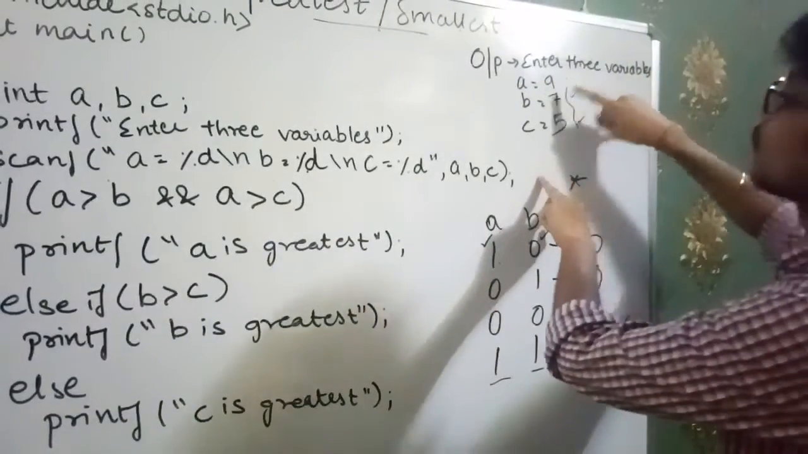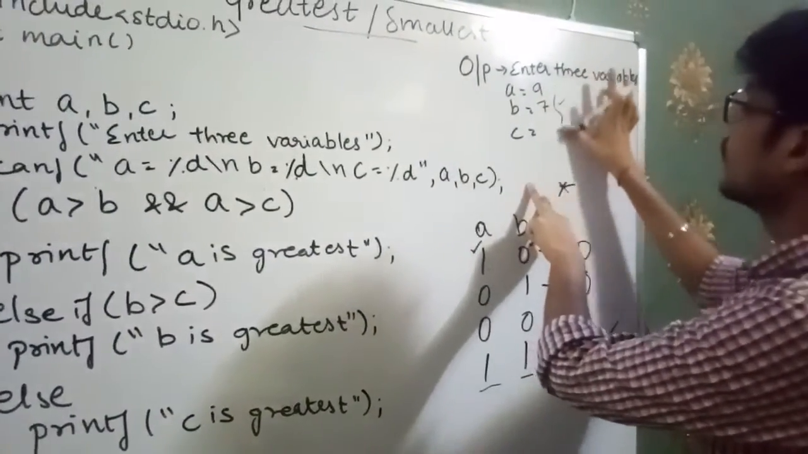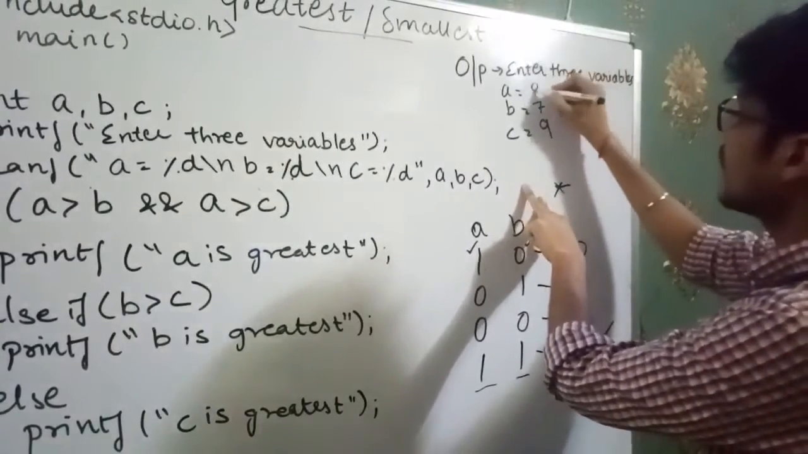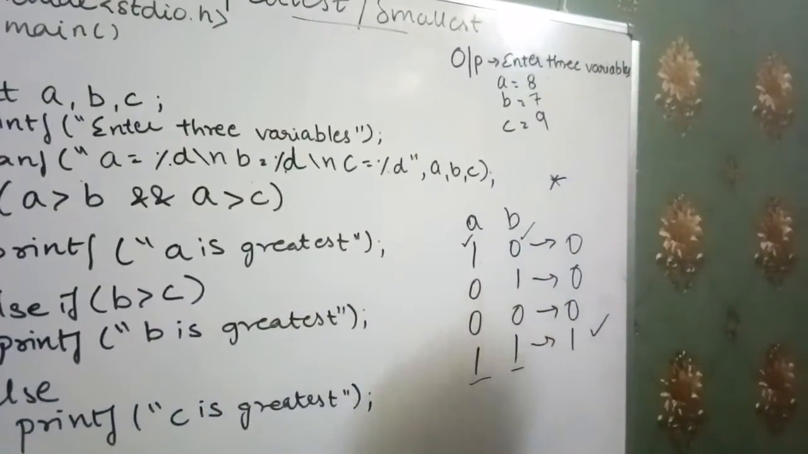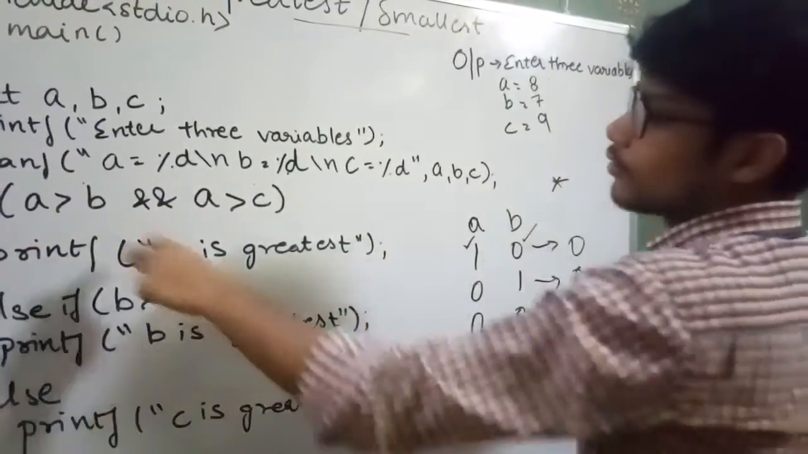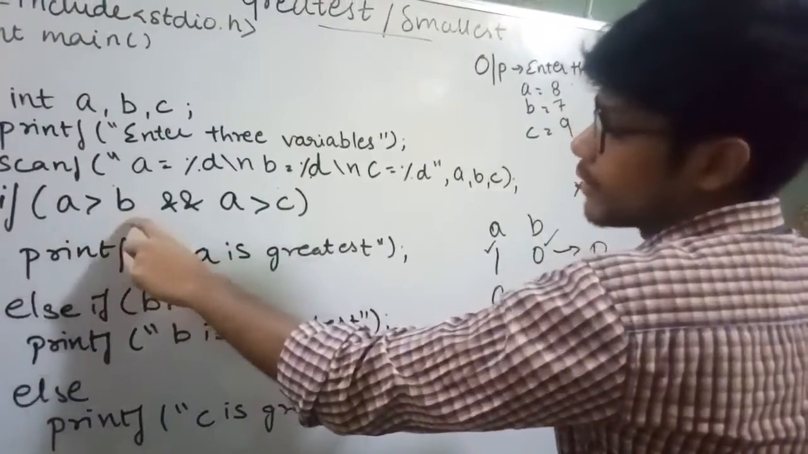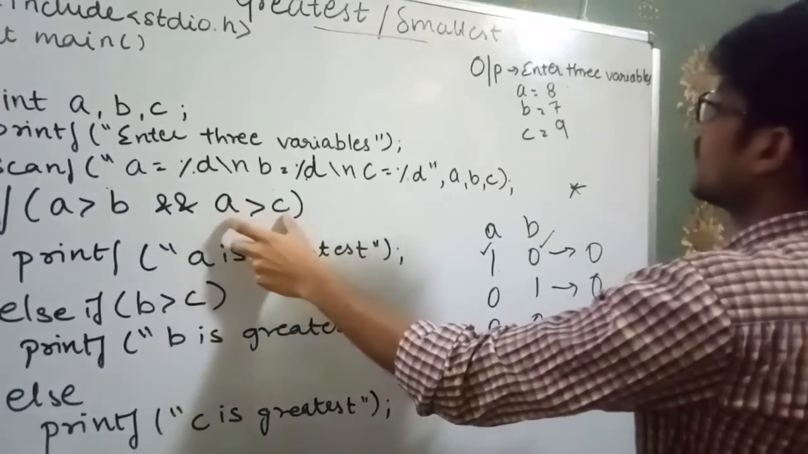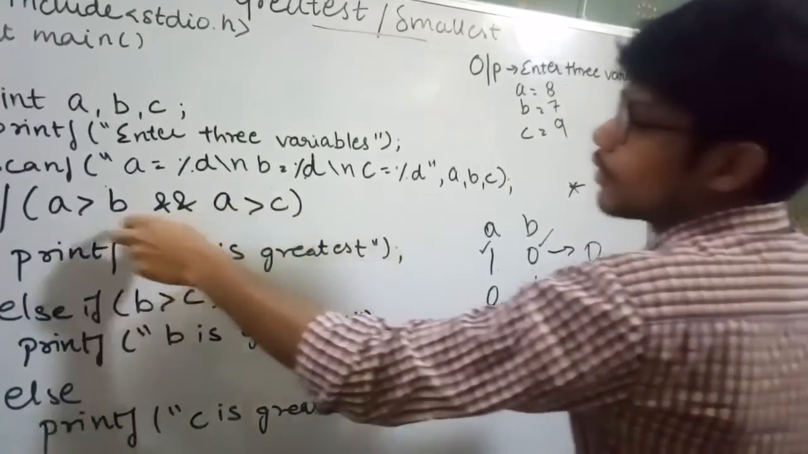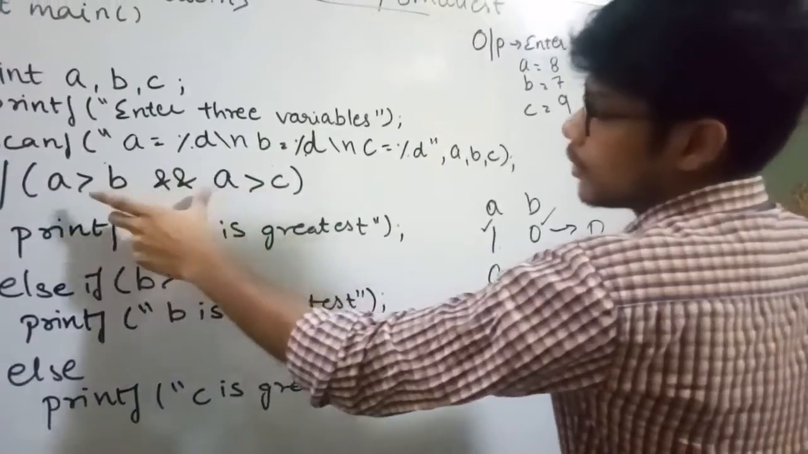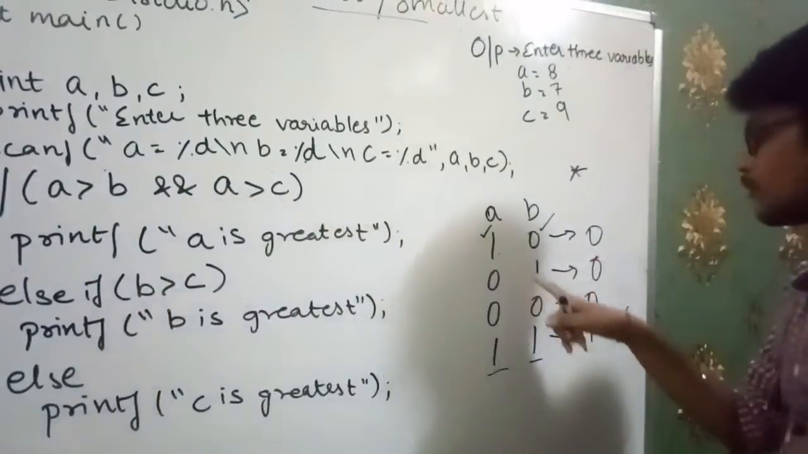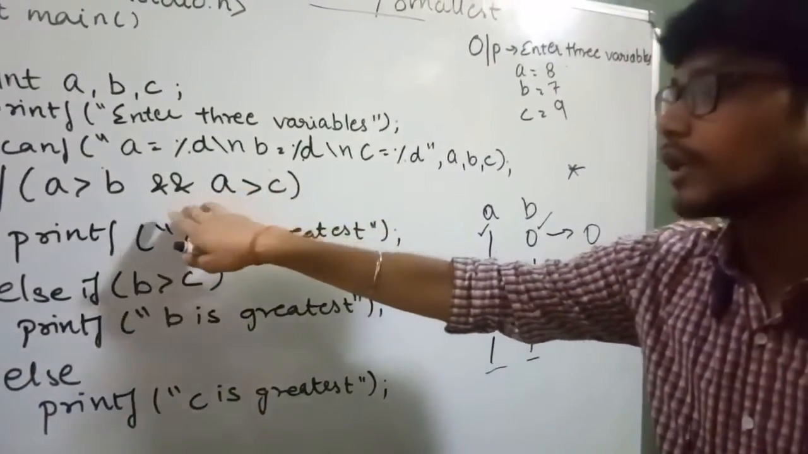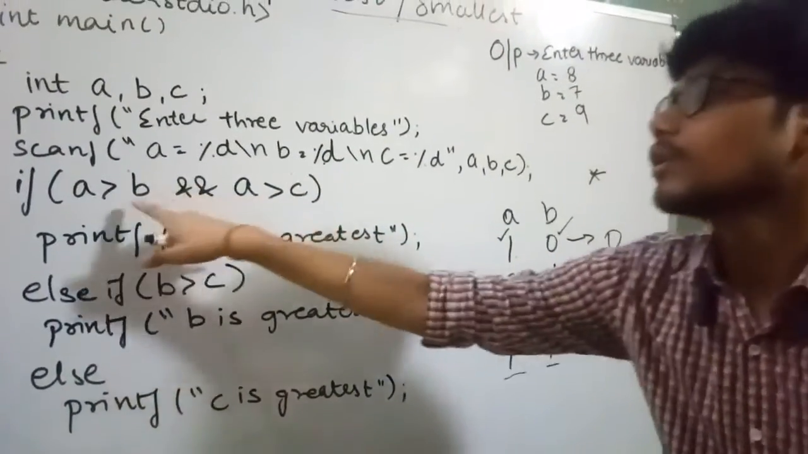Now we are going to take one more example where c is 9, a is 8, and we are taking b as the smallest one here. So a is greater than b, and here the condition becomes true. Now it will check this condition, a is greater than c. It becomes false. So this is true, this is false. So 1 AND 0 is 0. The condition becomes false here totally, because for this condition to be true, both conditions need to be true.